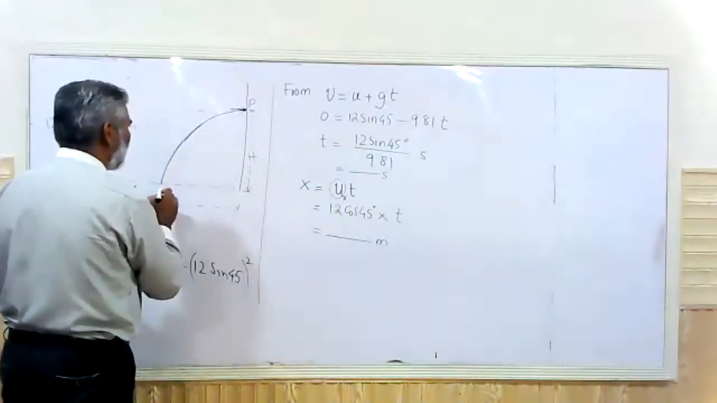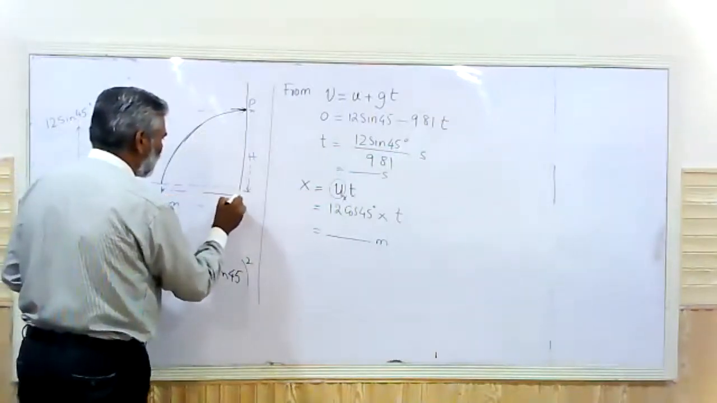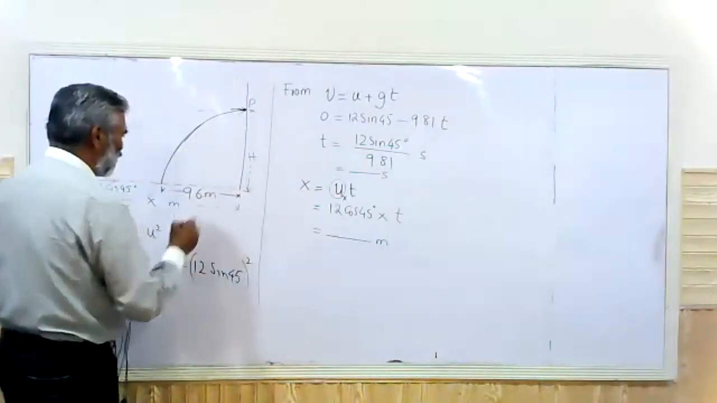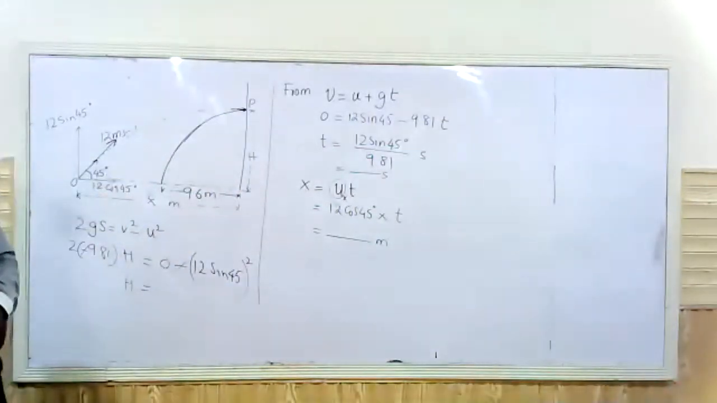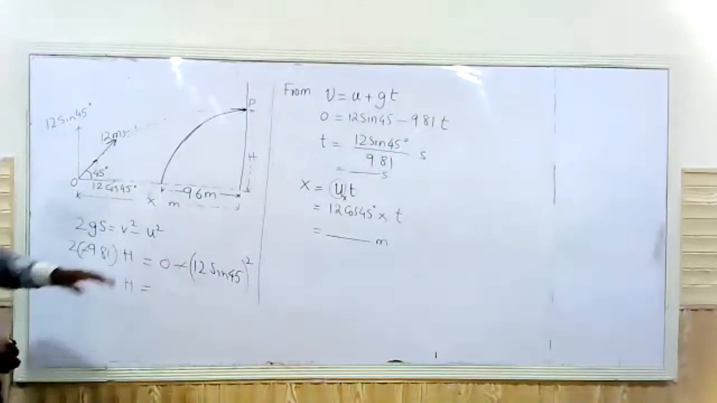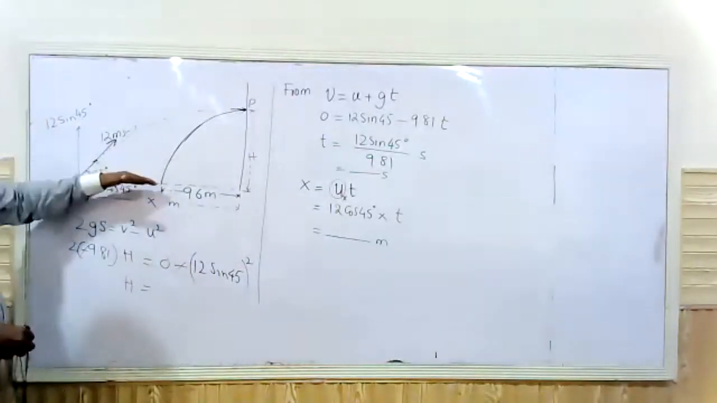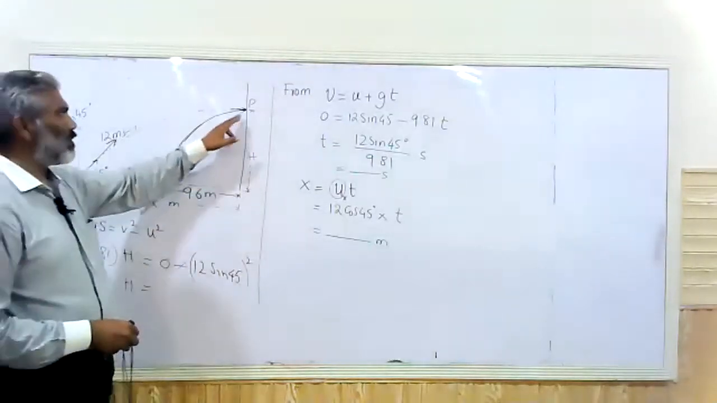And suppose I know this distance. This distance could be something like 9.6 meters, suppose. 9.6 meter is the distance at which it falls back on the ground at the same level from which it was projected. So 9.6 from the wall, it hits after it gets rebound from this.